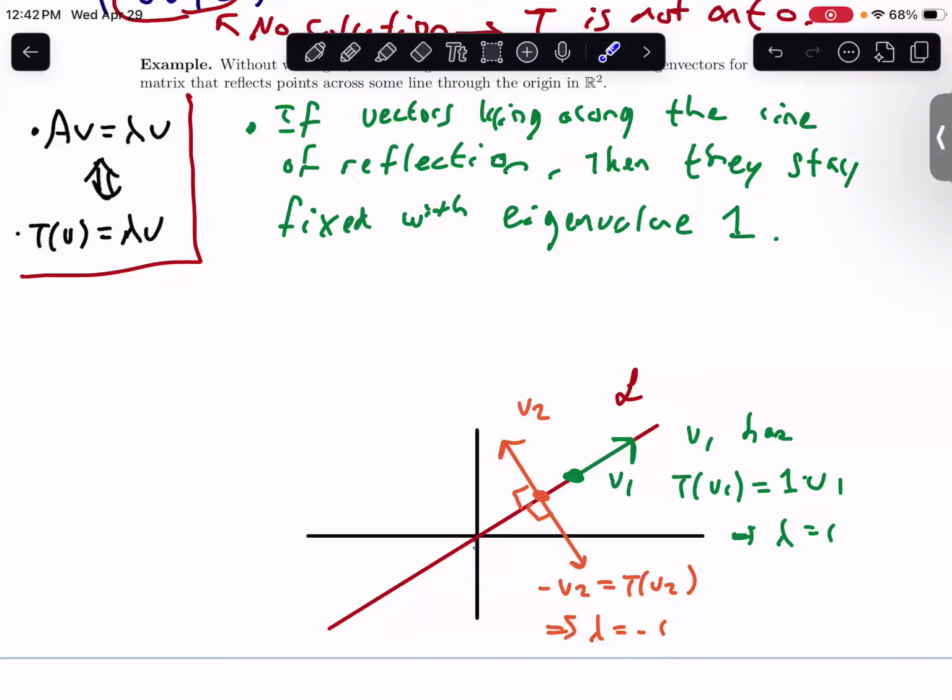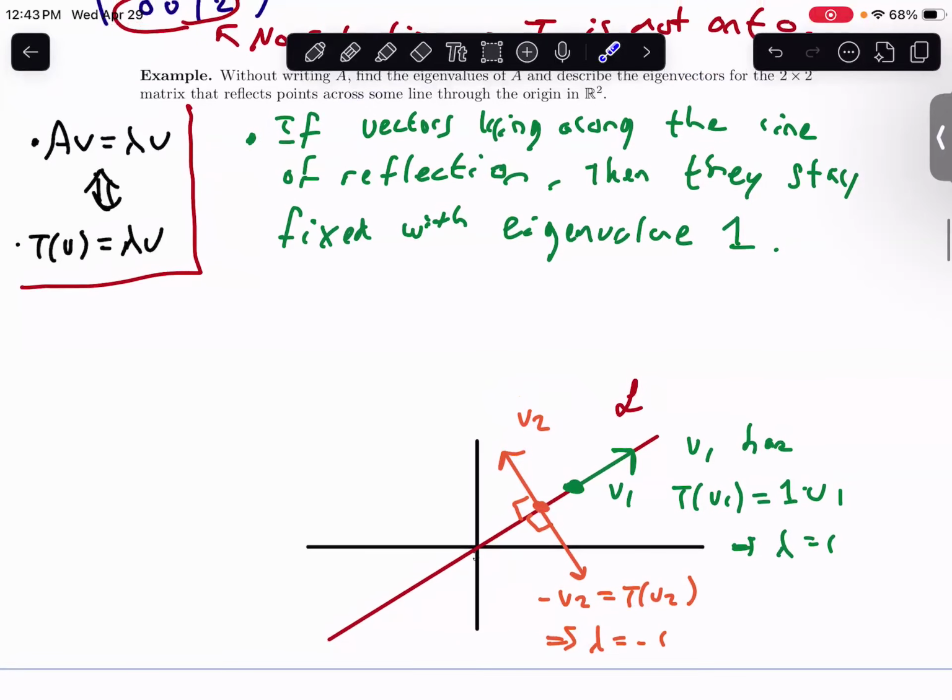So this holds true for any vector V2 that ends up being orthogonal to the line. You can scale these eigenvectors, and it'll still be an eigenvector. Or you can shrink it and it'll still be an eigenvector as well.